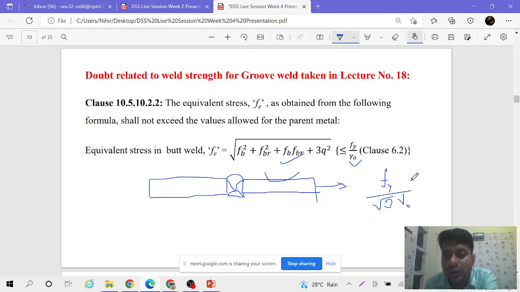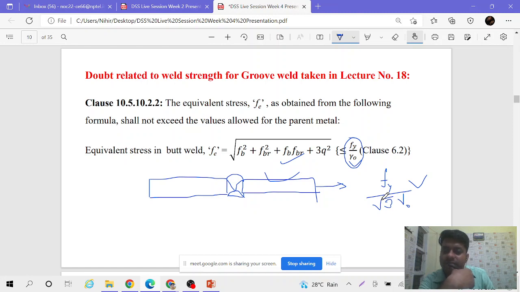So if you are going to consider only shear, and nothing other than shear is acting, then you have to consider Fy upon root 3 for this groove welding. But if there is equivalent stress or only axial stress, then you have to consider this Fy upon gamma naught. So is there any doubt?